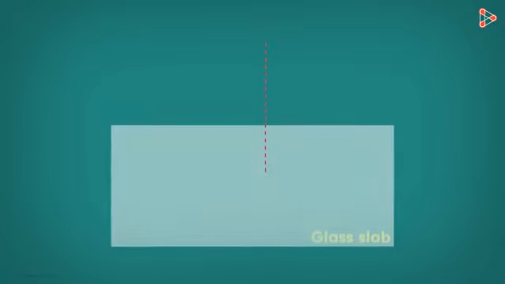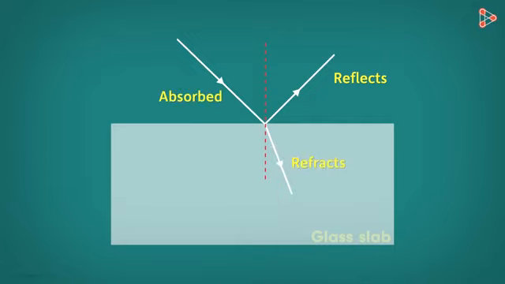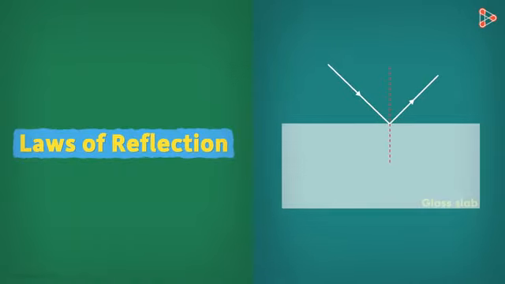Consider a glass slab and suppose a narrow beam of light is incident on one side. The beam of light partially reflects, partially refracts, and is even partially absorbed by the object. In the past, we have already discussed the laws of reflection. Do you remember those laws?